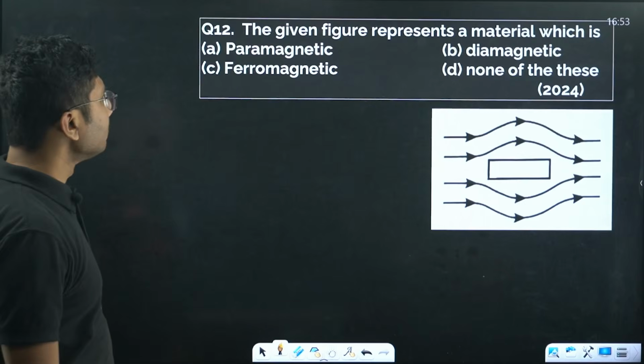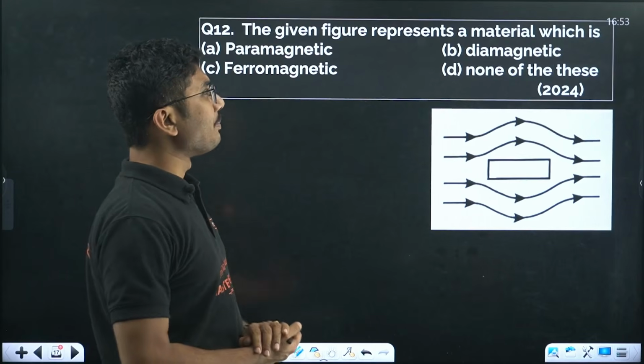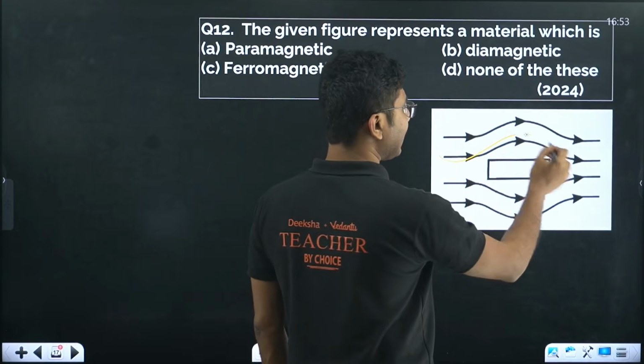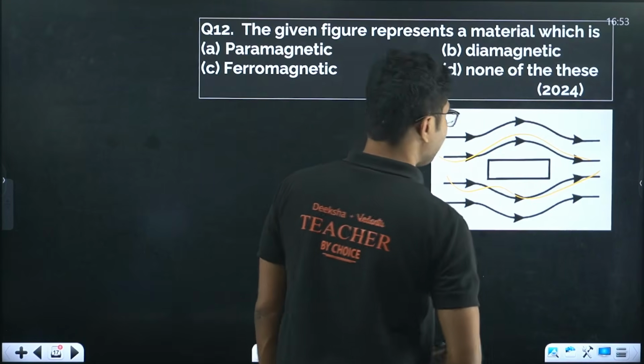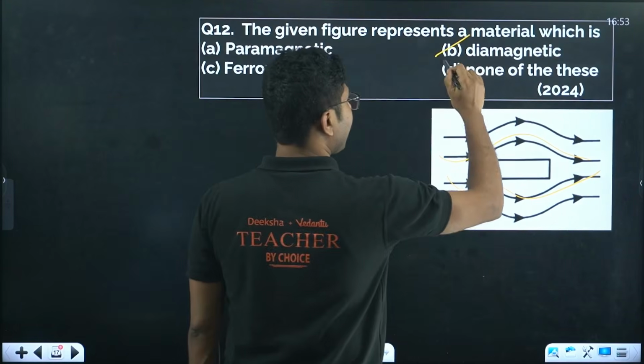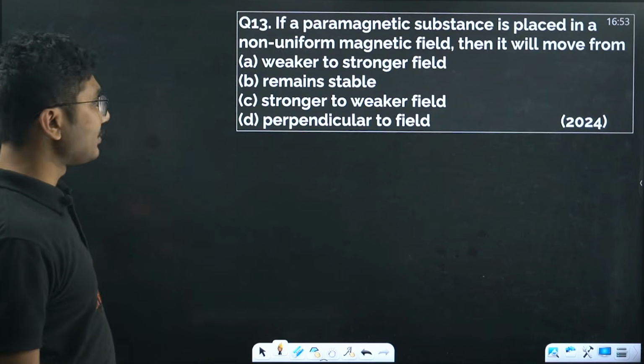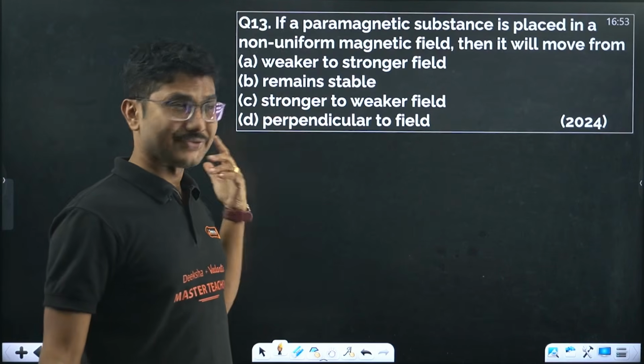Now let's move on. The given figure represents a material which is... As you can see, the magnetic field lines are repelled weakly, so that means it's a diamagnetic substance. So the correct answer is diamagnetic. A 2024 question, easy question, right? As I mentioned, questions from the magnetism and matter chapter are easy.